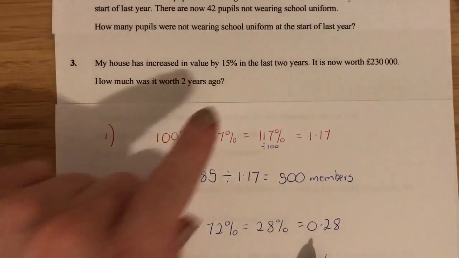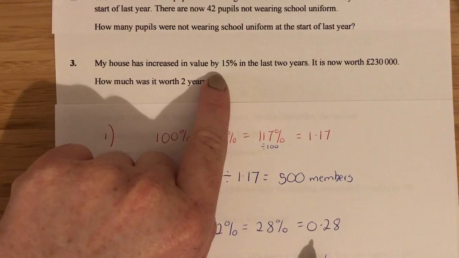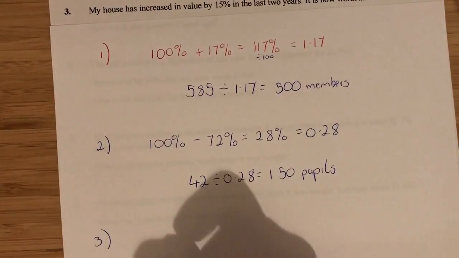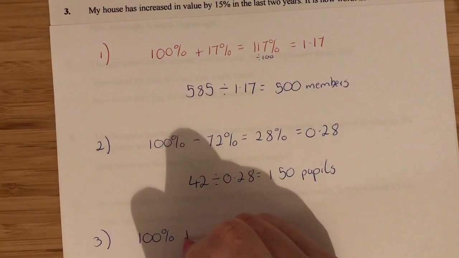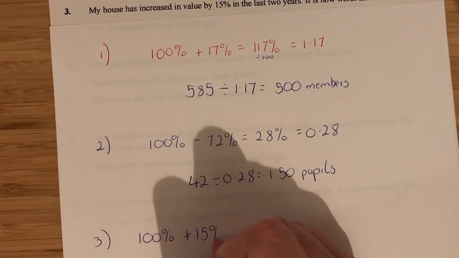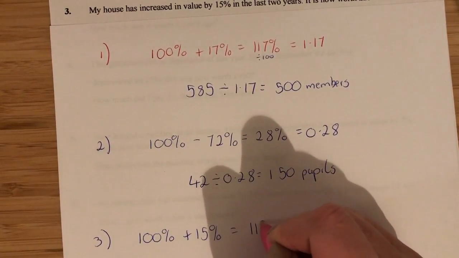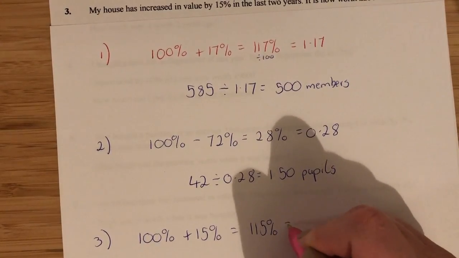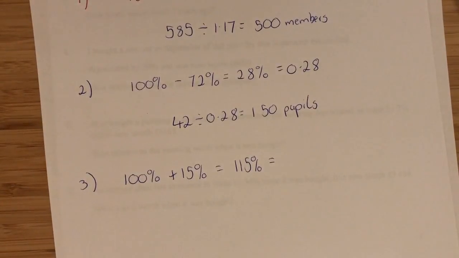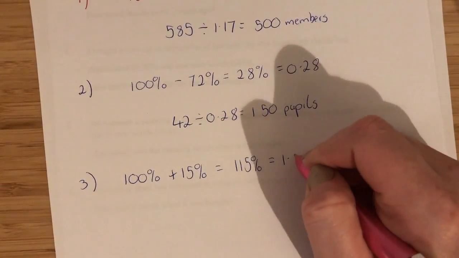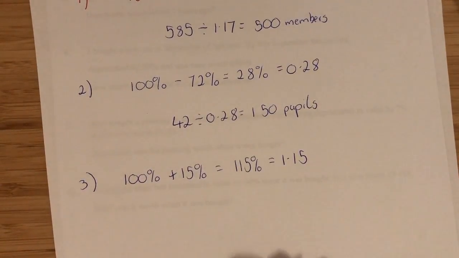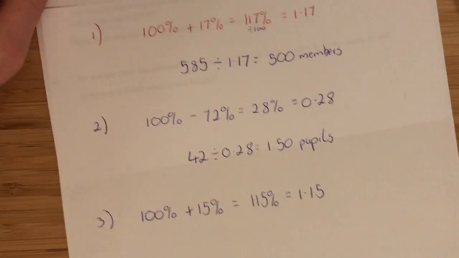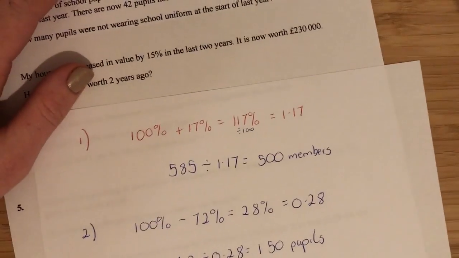All we need to do is note that the house increased in value by 15%. So we do our 100% and it increased in value, so you add the 15%, which gives 115%. Remember to change from a percentage to a decimal, divide by 100, giving 1.15. So we've worked out what happened: it was increased by 1.15. Now we go back to what it was before by using divide.